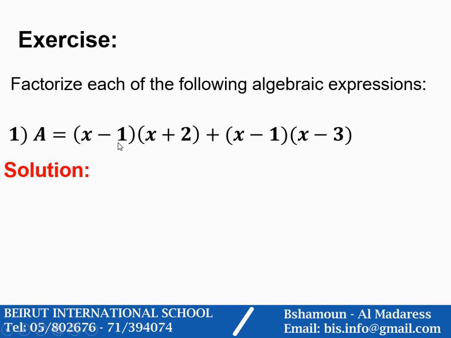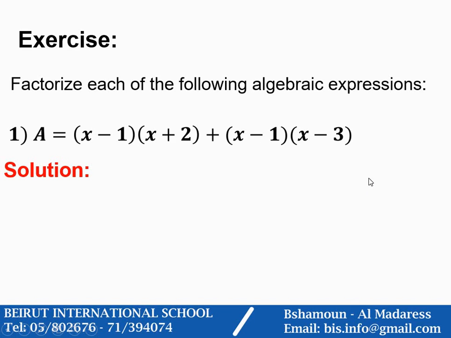The first term is x minus 1 into x plus 2, and I consider it as one single term, because between the brackets there is no addition nor subtraction. So if between the brackets you have only multiplication or nothing, you consider it as a single term. So x minus 1 into x plus 2 is one term, and x minus 1 into x minus 3 is another term. So this expression is formed of two big terms, to be factorized.